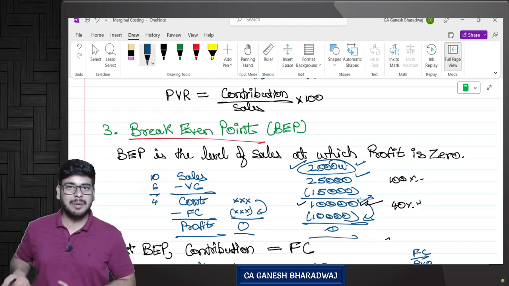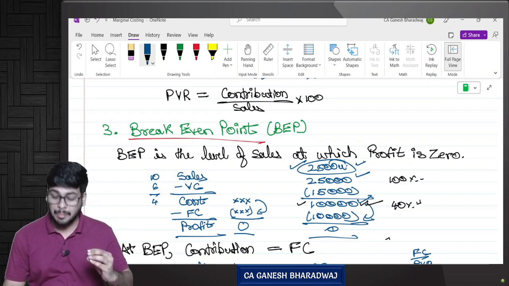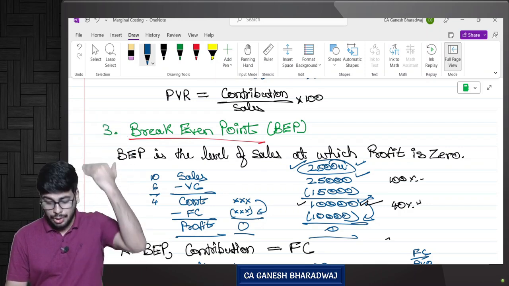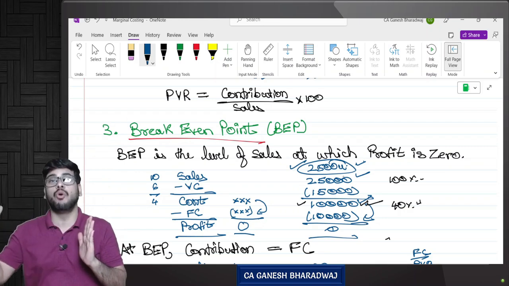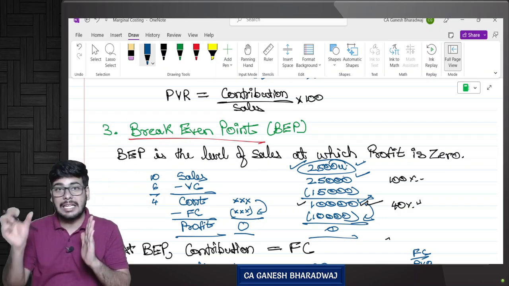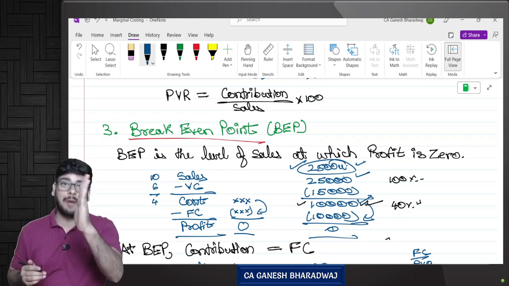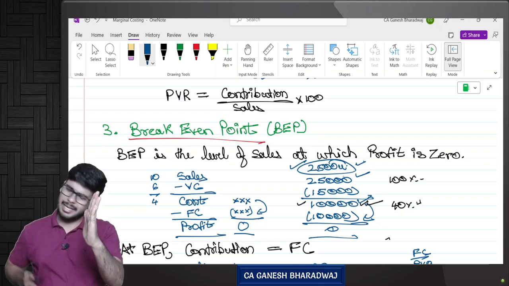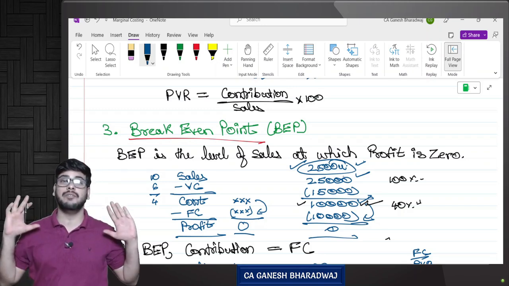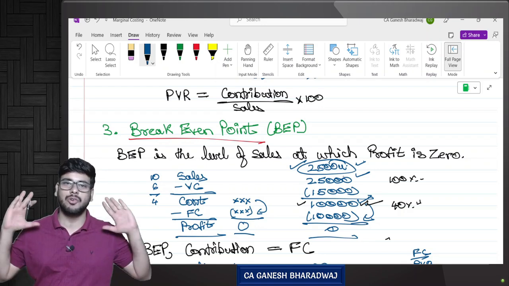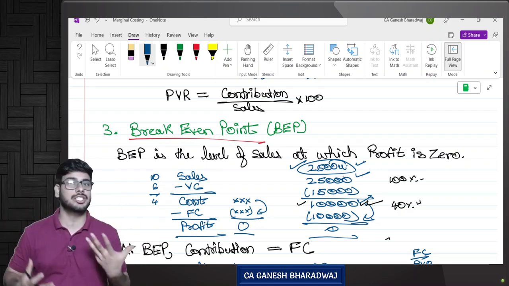So obviously I cannot generate a profit. My contribution is insufficient to recover even my fixed cost. It is a loss scenario. Suppose I sell over and above more than 2,500 units. So whatever units I sell over and above 2,500 units will go on to contribute towards my profit, because up to 2,500 units, my entire fixed cost is recovered. Now, over and above 2,500 units, whatever I produce and sell goes only towards my profit. Are you clear with this? This is the analysis that we can make.